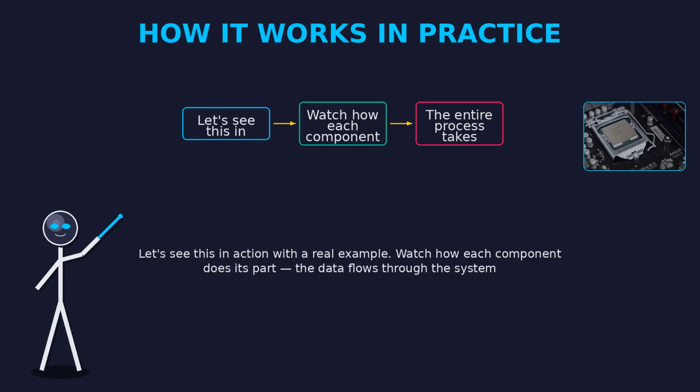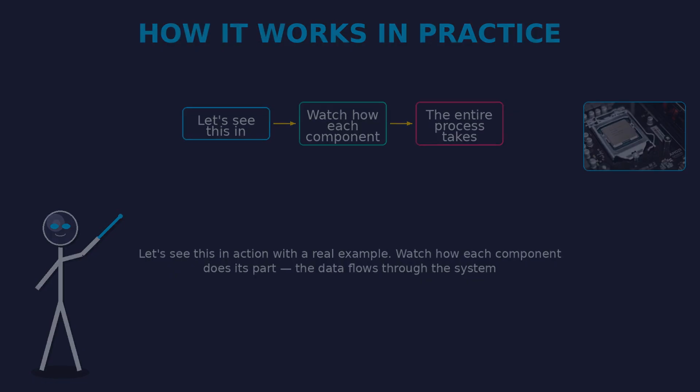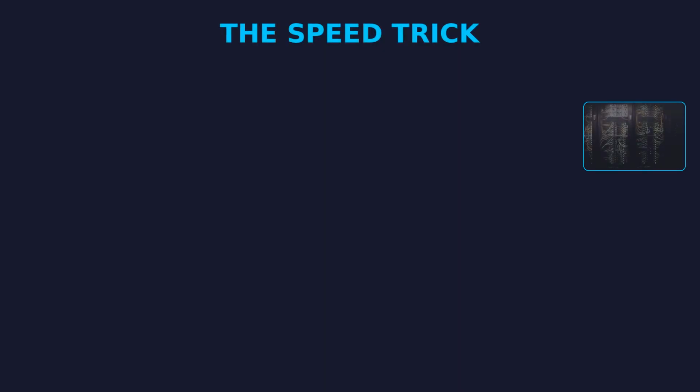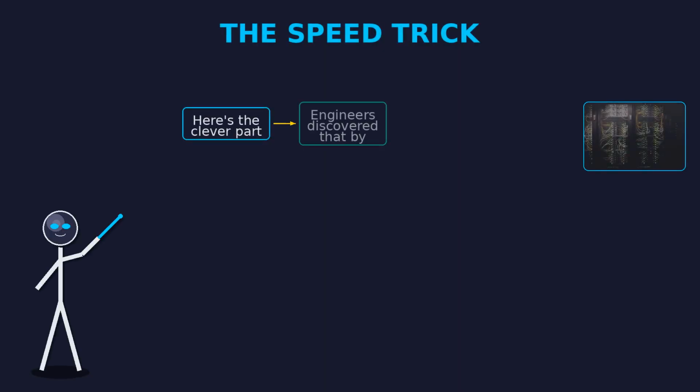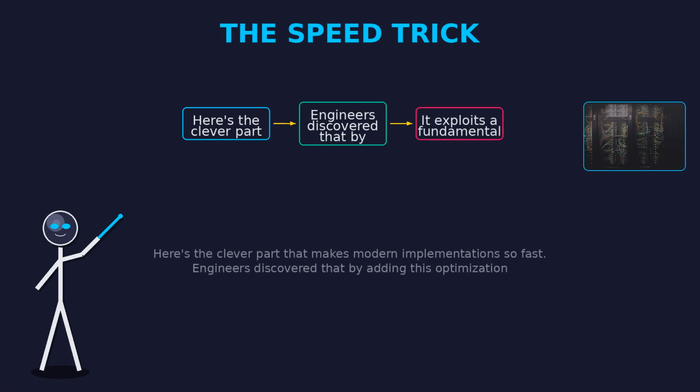Here's the clever part that makes modern implementation so fast. Engineers discovered that by adding this optimization layer, they could dramatically improve performance. It exploits a fundamental pattern in how systems behave.